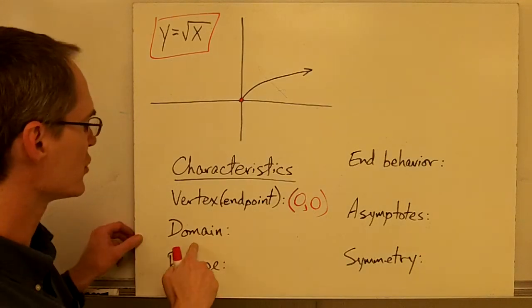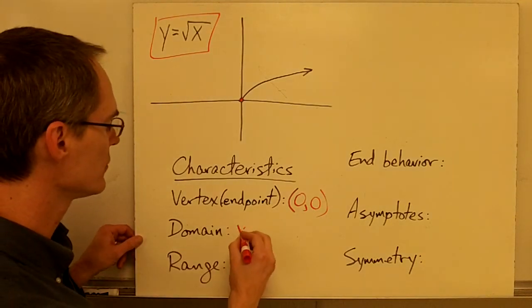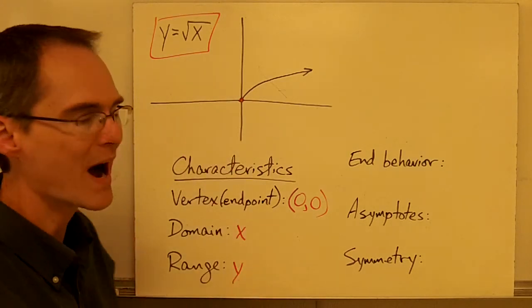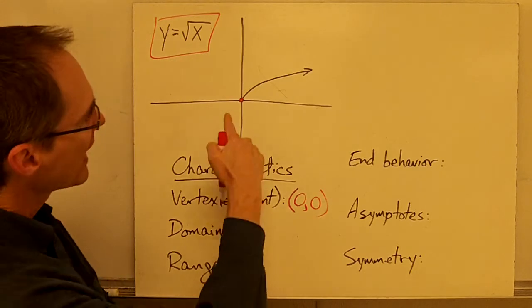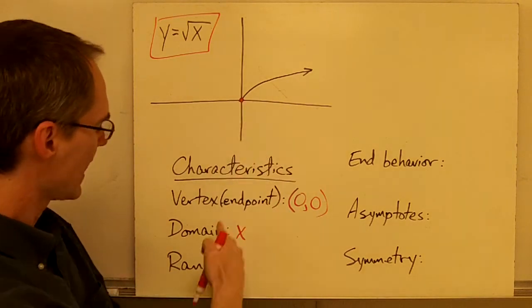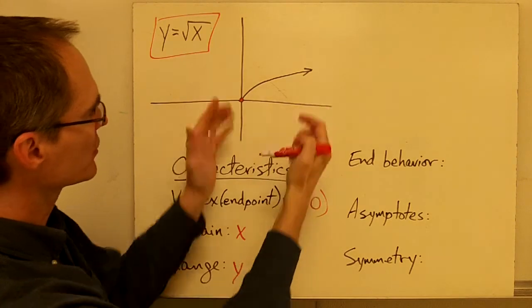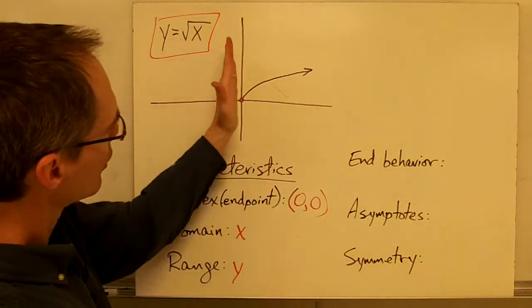Domain and range: remember, domain is the x values that the function can have, and the range is the y values that the function can have. By looking at my graph, and also by asking myself if I can put up any walls around my function, I can see, yeah, I can put a wall over here on this side.